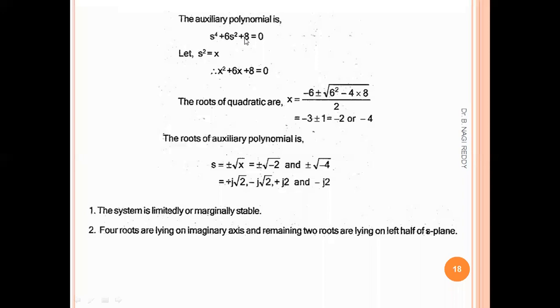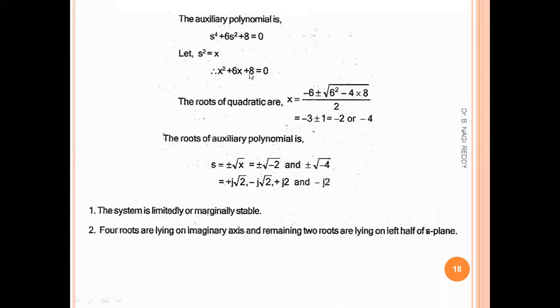Of course, this is s power 4 plus 6 s square plus 8. We can calculate the roots easily for a quadratic equation. However, I want to convert this s power 4 into a quadratic equation. So what I do, I replace s square with x. So in the place of s square, I can write x now. So s power 4 means x square, plus 6 s square means 6 into x, plus 8. So I will calculate the roots for x now, which is minus b plus or minus square root of b square minus 4ac, by 2a.